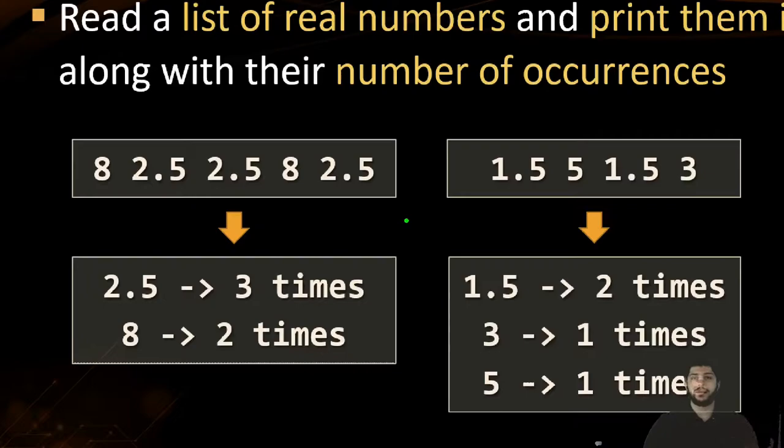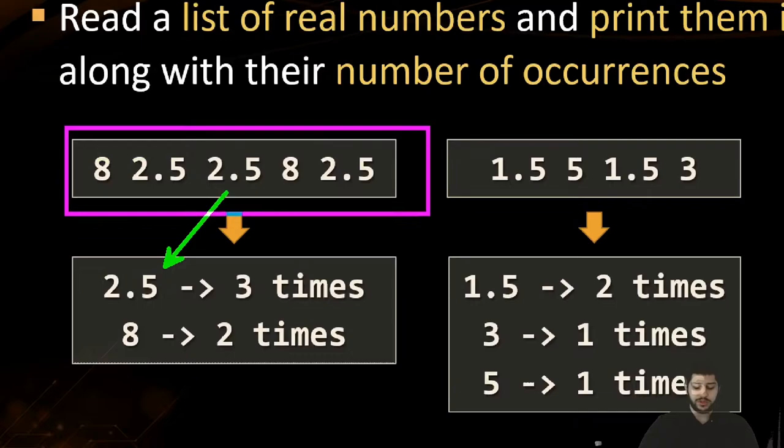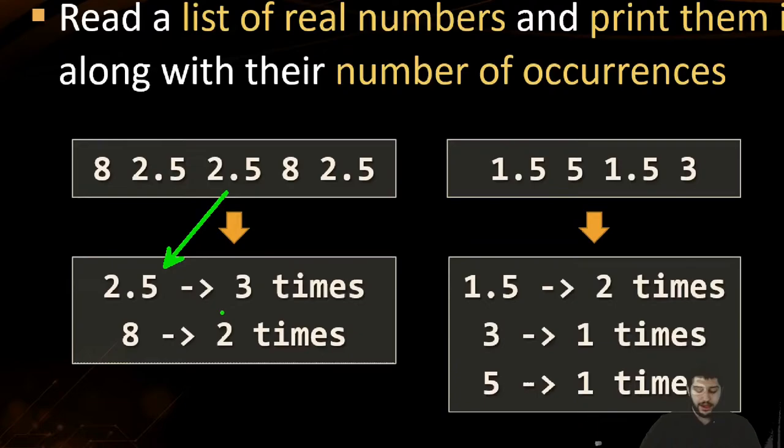What does this mean? Well, it means from the lowest number to the highest one, and their number of occurrences. We have 2.5, which is the one here, and 2.5 is the lowest number in the sequence. This is why we print 2.5 first. After that, we have 8, and we have their corresponding number of occurrences.